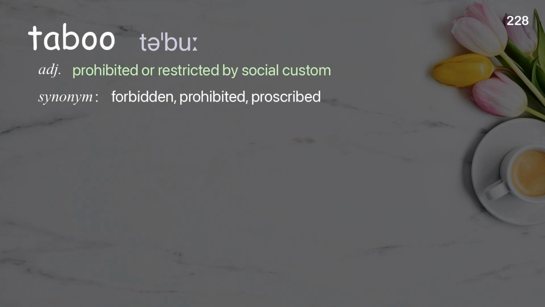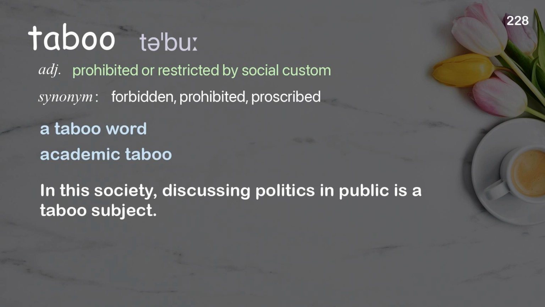Taboo. Prohibited or restricted by social custom. Examples: A taboo word. Academic taboo. In this society, discussing politics in public is a taboo subject.